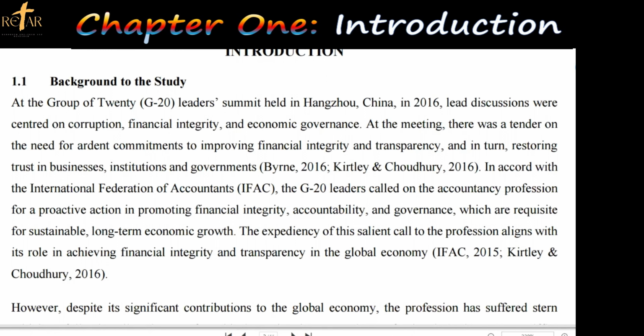It says, at the meeting, there was a tender on the need for ardent commitments to improving financial integrity and transparency. And you know definitely when you are talking about improving financial integrity and transparency, you cannot remove the accountant from it. And that's why we need to go and investigate the way accountants come up with ethical decision making. And when financial integrity and transparency are improved, in turn, there will be restoration of trust in businesses, institutions, and government. So this is how you build your background to the study.